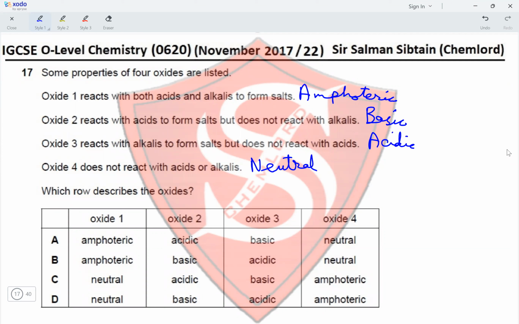Which row describes the oxides? So oxide 1 is amphoteric, eliminating options C and D. Oxide 2 is basic, eliminating option A. Oxide 3 is acidic and oxide 4 is neutral, making option B the correct option for this question.